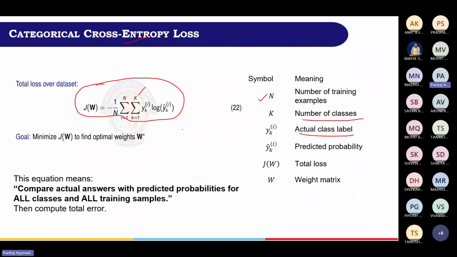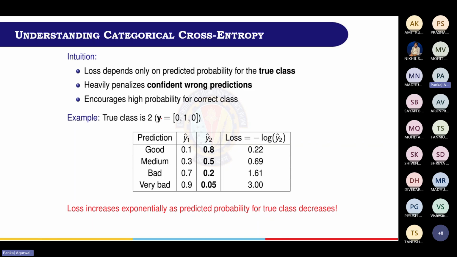And we have the actual class labels, the predicted probabilities, and the total loss. So if I just sum up what exactly this function is talking about, we can do it in a simple manner. You compare the actual answers with the predicted probabilities. I would do that for all the classes and all the training samples. Then you compare the total error. I'll do it for you. Based on this, I'll give you a working example. So this could be simple, you can see that the loss depends only on the predicted probability of the true class, isn't it?